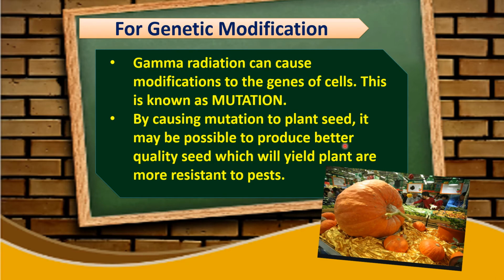For genetic modification, gamma radiation can cause modifications to the genes of cells. This is known as mutation. Again, any changes of your genetic materials can cause mutation. By causing mutation to plant seed, it may be possible to produce better quality seeds which will yield plants that are more resistant to pests.